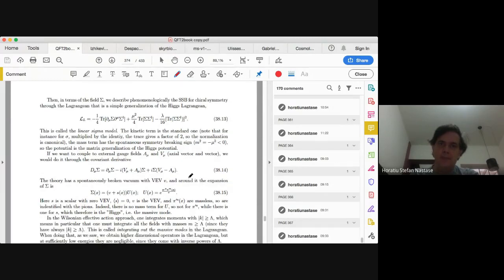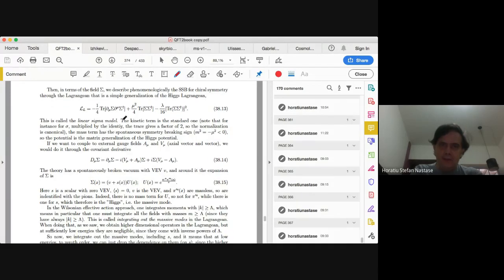Okay. So this Lagrangian is called the linear sigma model. Okay, and here mu squared is positive, so I would write minus mass squared, but minus mass squared is equal to plus mu squared.